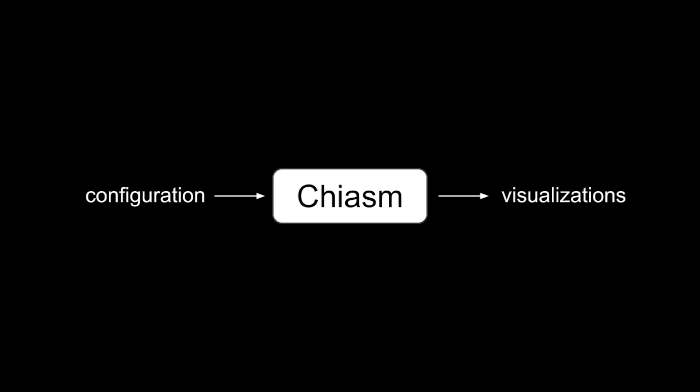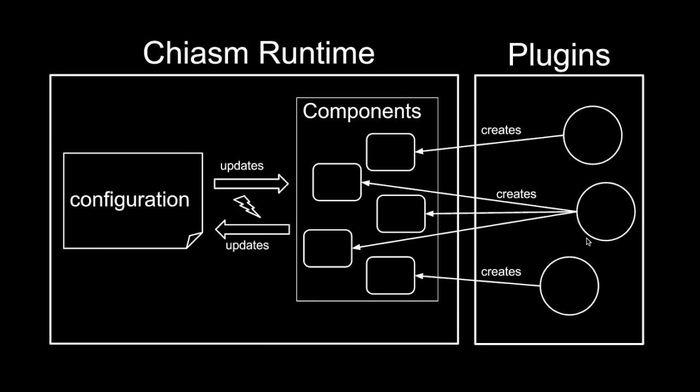So the way that Chiasm works is it takes as input a configuration and it gives you as output visualizations. And there's some magic that happens in Chiasm to transform the configuration into running interactive visualizations. And a more detailed picture of that looks like this. When the configuration changes, the Chiasm runtime detects those changes. And those changes could include creating a visualization component, and the configuration specifies a plugin that should be used to create a component and the state of that component.